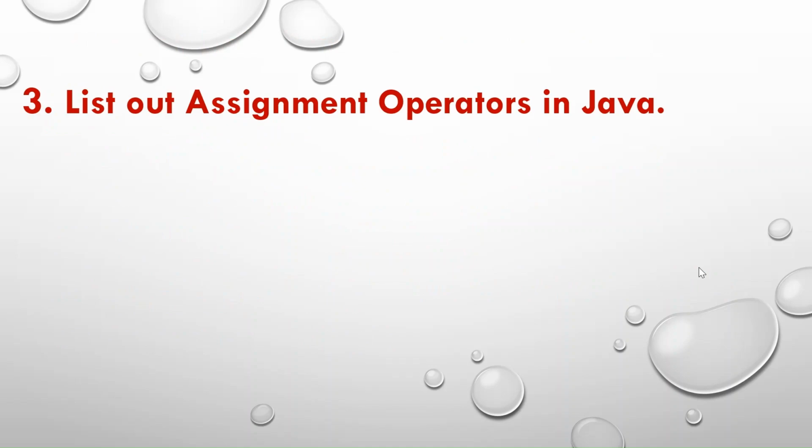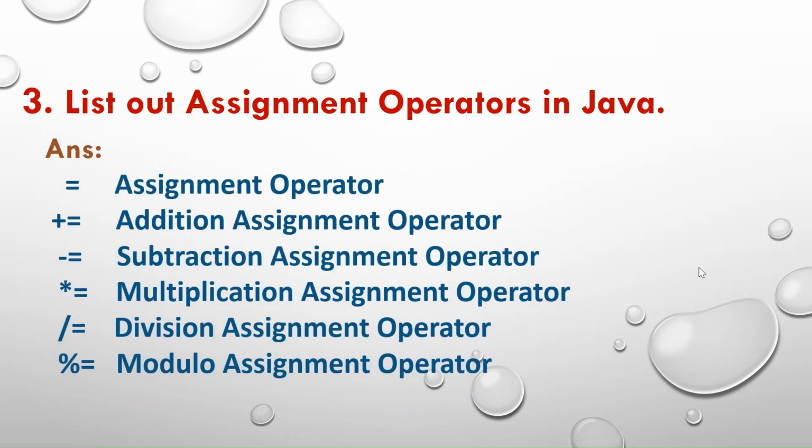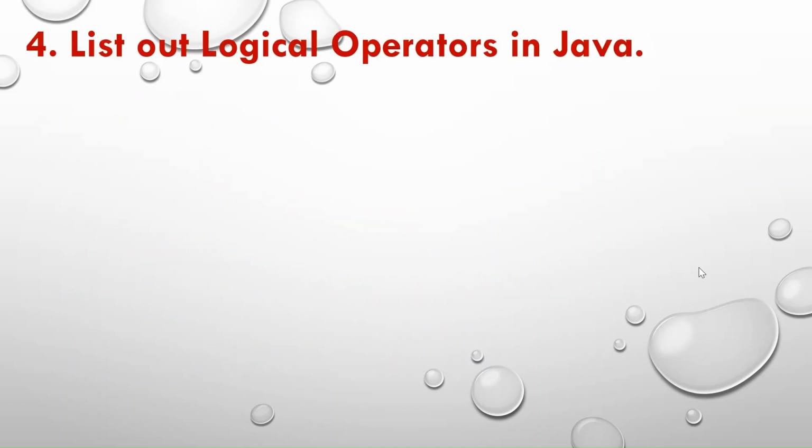List out assignment operators in Java. We have the assignment operator, that is single equal to, we write. Addition assignment operator, subtraction assignment operator, multiplication assignment operator, division assignment operator, modulo assignment operator. So we can apply this assignment operator to other operators as well.